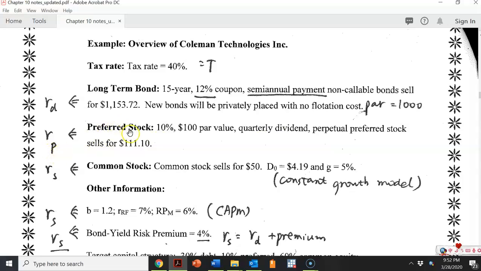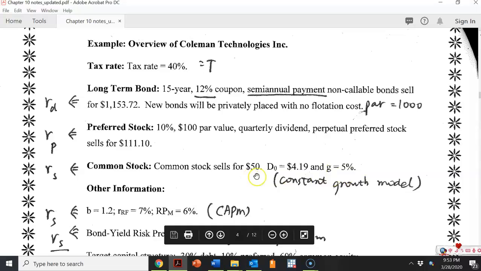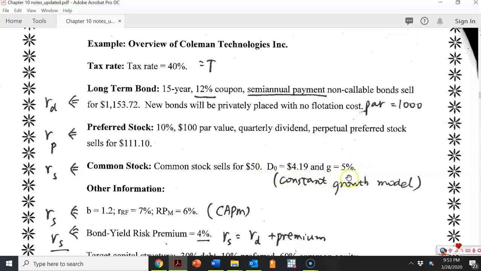We're going to use all this information to calculate the cost of preferred stock, or the return of the preferred stock. For common stock issued by this firm, it sells at $50, and D0, the dividend just paid, is $4.19, and the growth rate is 5%. So we know it's a constant growth model. The dividends grow at this constant rate of 5% forever. We're going to use the constant growth model to calculate the cost of common stock, r_s.